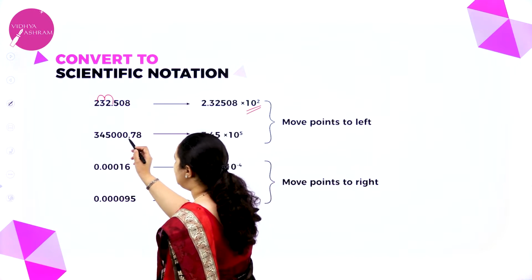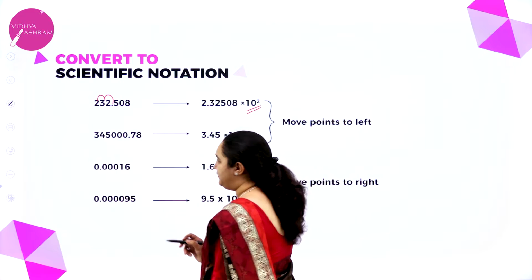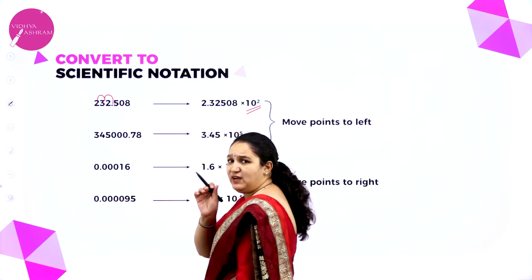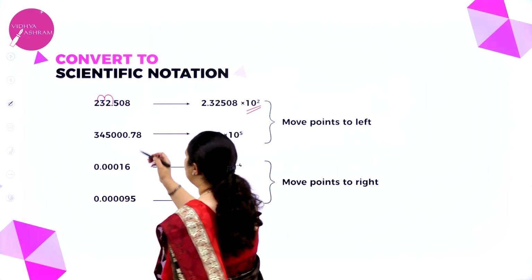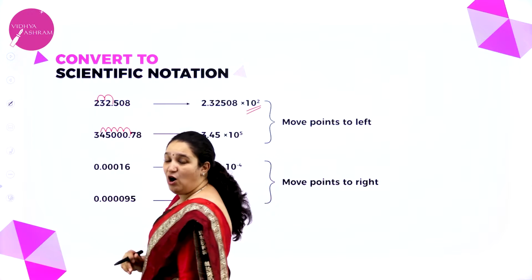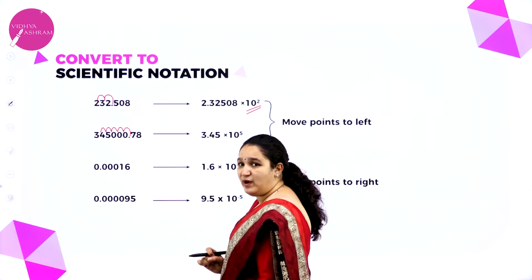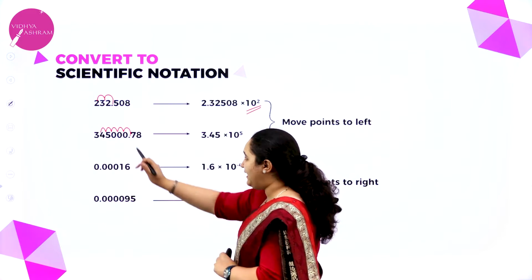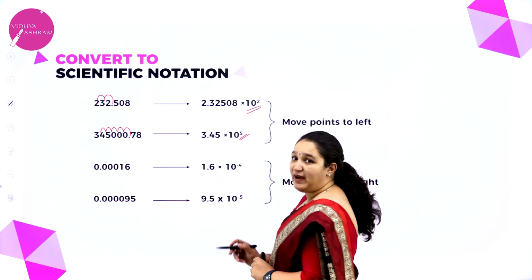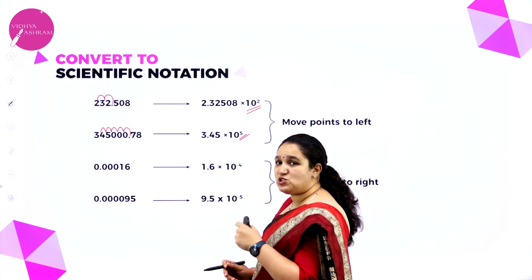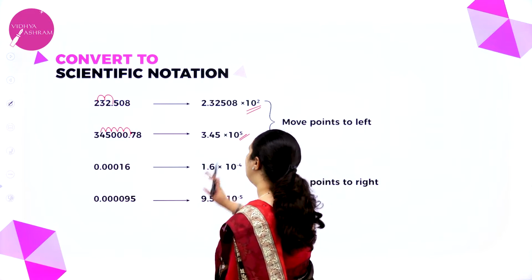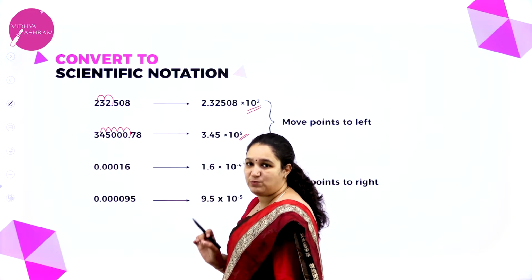Similarly, here I shall move my decimal point towards the left. It's a large number, I want to get it in the form of a small number, so my significant should be a small number. I'll move 1, 2, 3, 4, 5 places. So, I will write it as 3.45 into 10 to the power 5, because I moved it 5 places towards the left. So, if we move the decimal point towards the left, I am going to get a positive exponent.